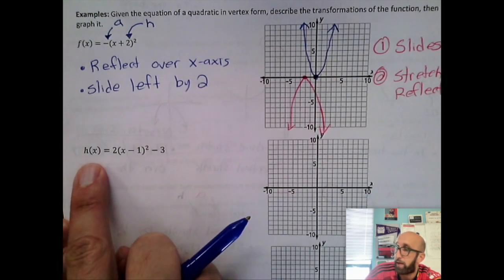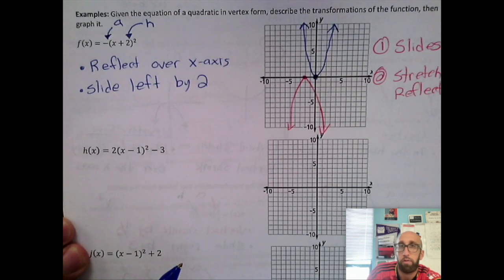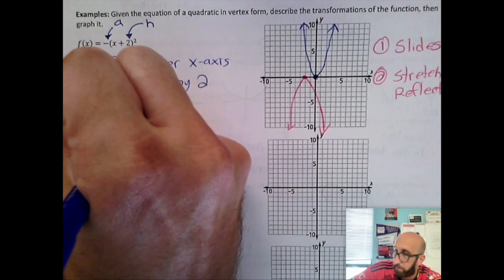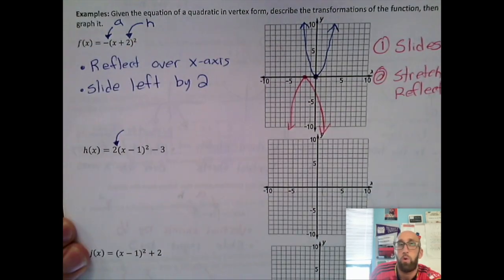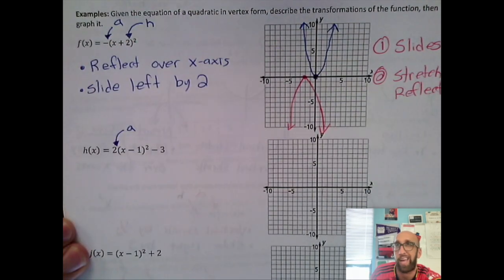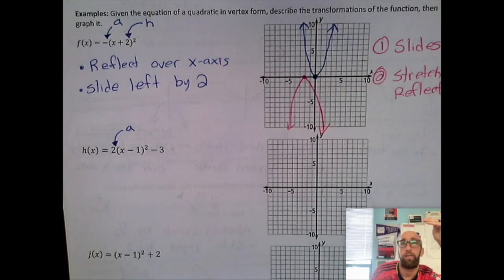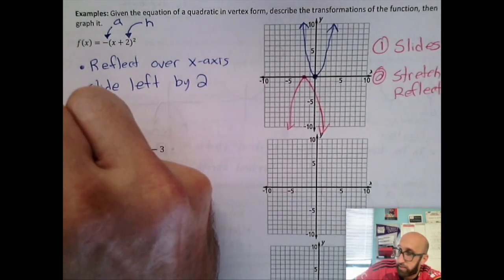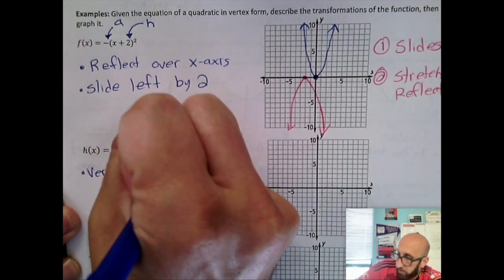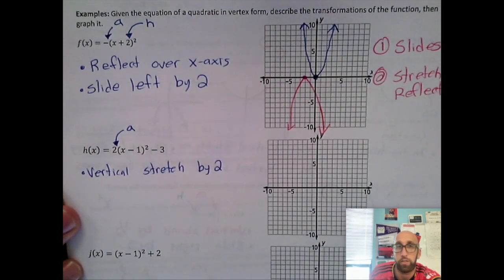So we have h of x equals 2 parentheses x minus 1 squared minus 3. So I've got to figure out all my transformations. I start with that front number. I'm thinking about where it's located. It's located in the front, so that must be an A. And from our earlier notes, we knew numbers out front, if it's a number bigger than 1, that is a vertical stretch by 2.